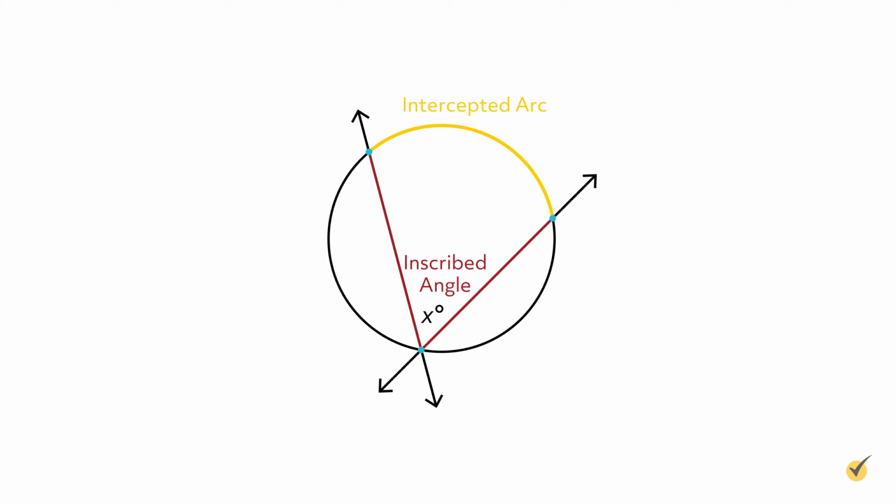We can find the measure of our inscribed angle X if we know the length of the intercepted arc in degrees. The intercepted arc is the same measure as the central angle that uses the same 2 points as our inscribed angle, but with its vertex at the center of the circle. The central angle measures 120 degrees, so our intercepted arc also measures 120 degrees.